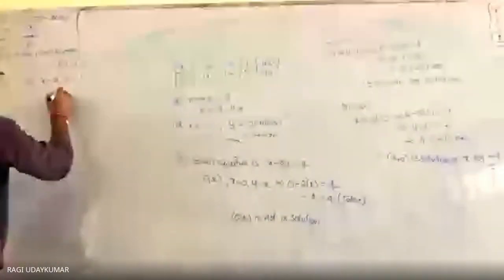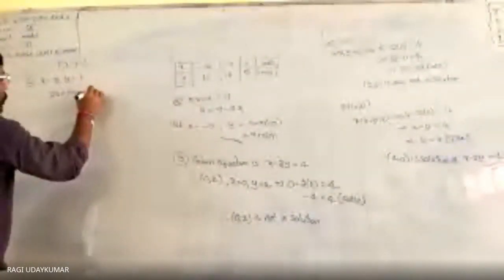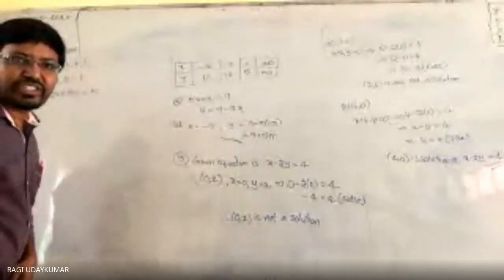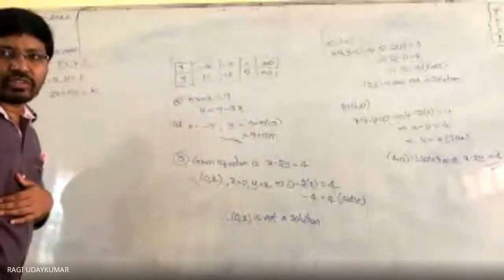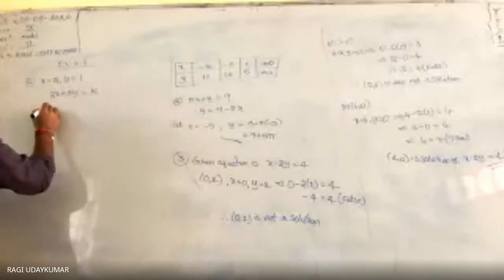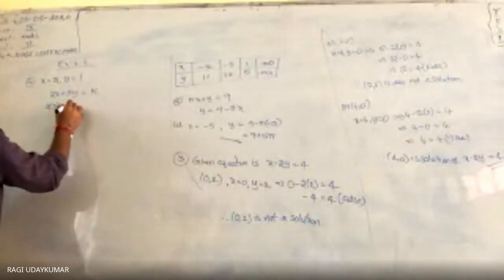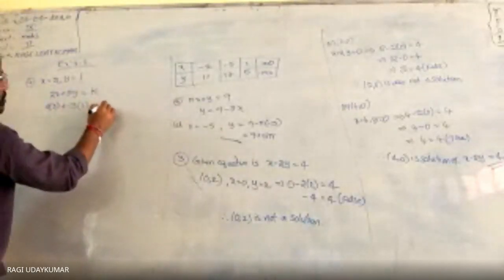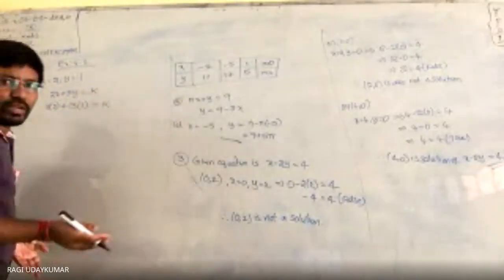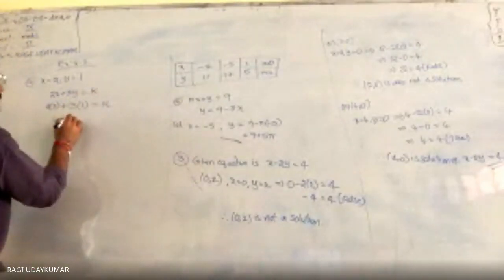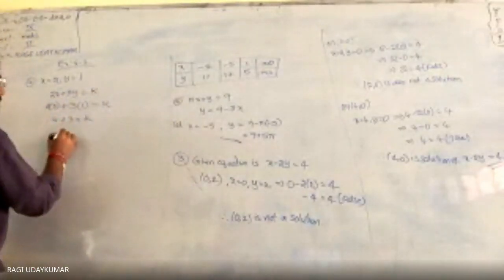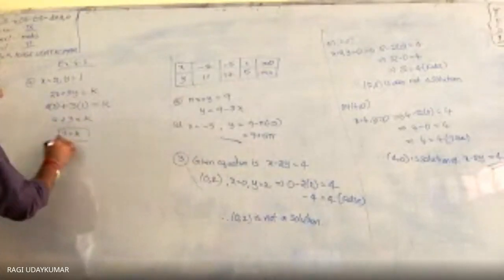Then 2x plus 3y is equal to k is the equation, and we have to find the value of k. So substitute 2 in place of x and 1 in place of y. Just substituting only. So this is 4 plus 3 is equal to k. 7 is equal to k. So the k value is 7.